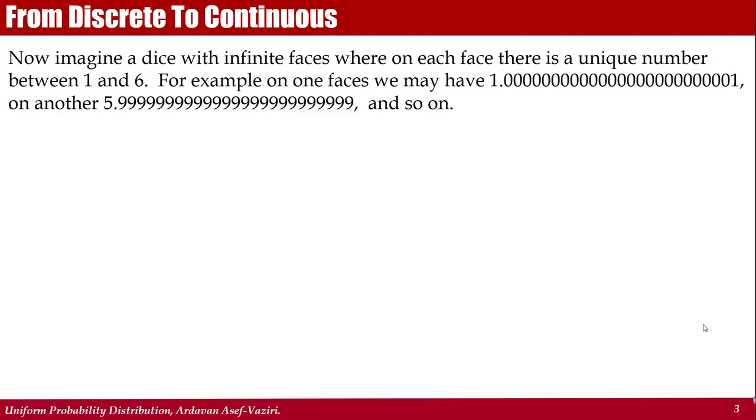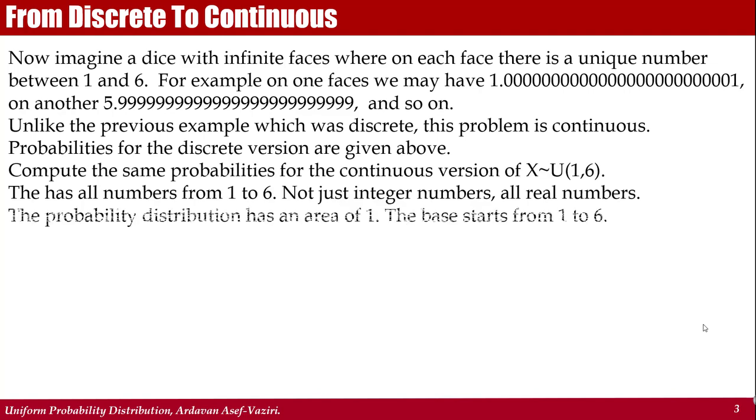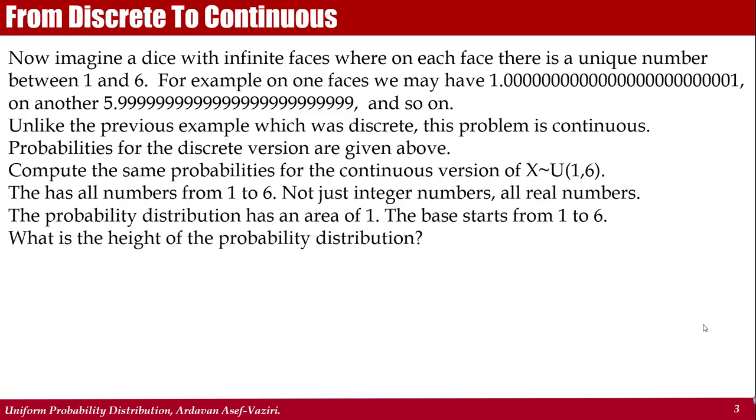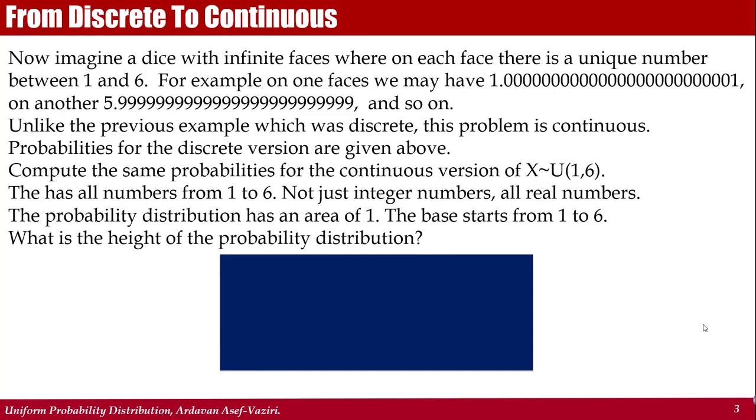How many real numbers are between 1 and 6? Integer numbers are 6, but real numbers are infinite. The sum of all probabilities for a value between 1 and 6 is 1. There are billions and billions of probabilities. Therefore, 1 must be divided by a very, very large number, practically infinite. The probability of all values between 1 and 6 is equal.